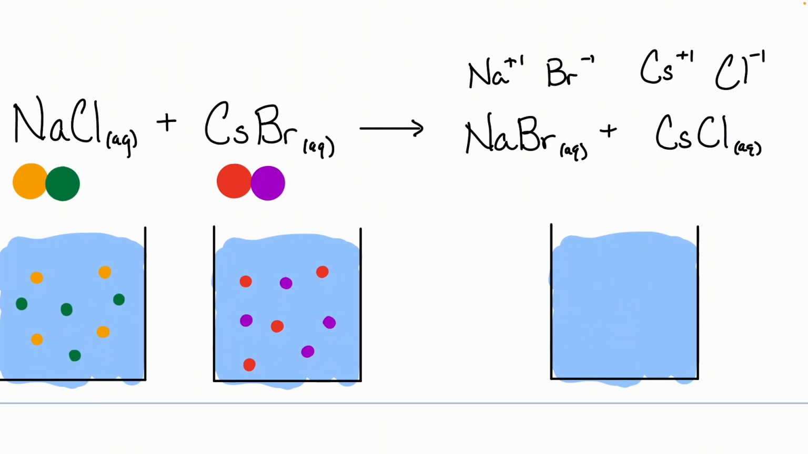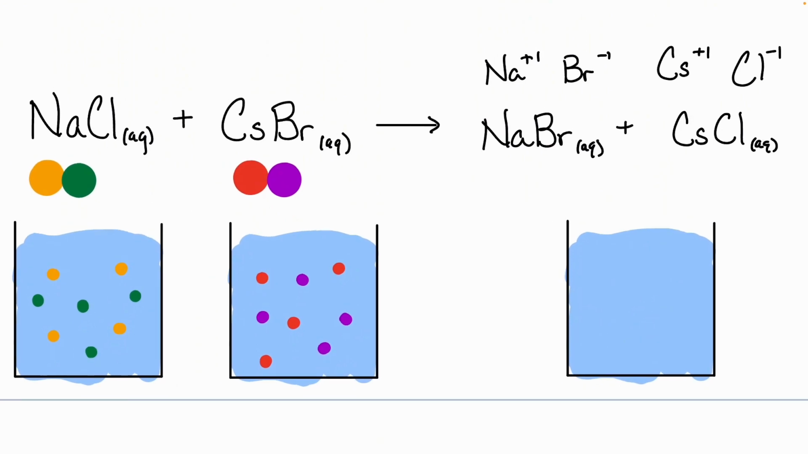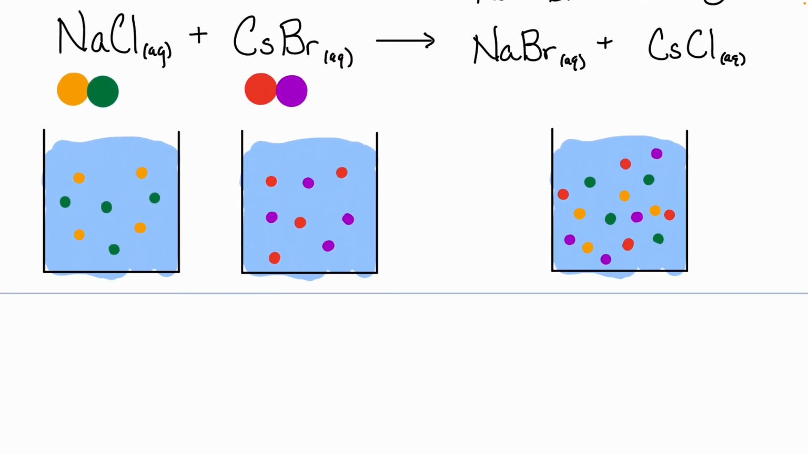All right, so from a picture standpoint here, we took these two beakers, one with sodium ions and chloride ions, the other with cesium ions and bromide ions, and we mixed them together. But we didn't form any sort of solid compound. Now we just have a mixture of chloride ions, sodium ions, cesium ions, and bromide ions floating around. There are no new bonds that have formed. All we've done is take two solutions and mix them together. We have no solid product formed here. So if both of your products are aqueous, we say that no reaction has occurred.